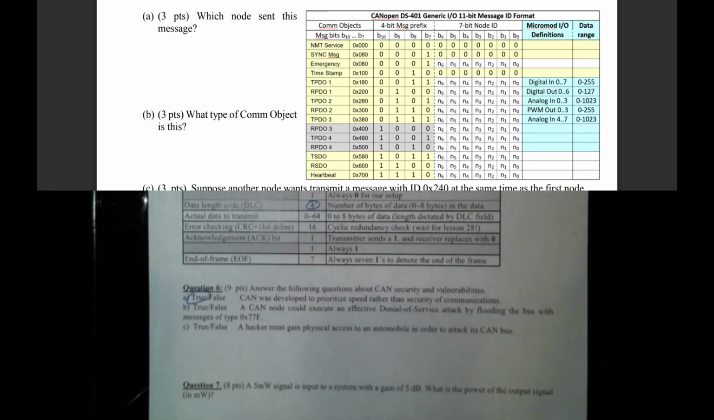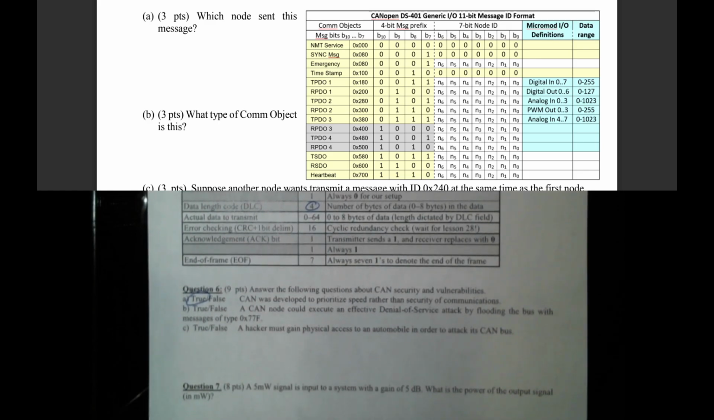B, true false: a CAN node could execute an effective denial of service attack by flooding the bus with messages of type 77F. So let's go ahead and pull up our table here from the previous page. What we need to see here is whether or not a 77F would be usable as a denial of service attack. And if we look at what a 77F would give us, that would be a heartbeat message, which is the very bottom of that chart.